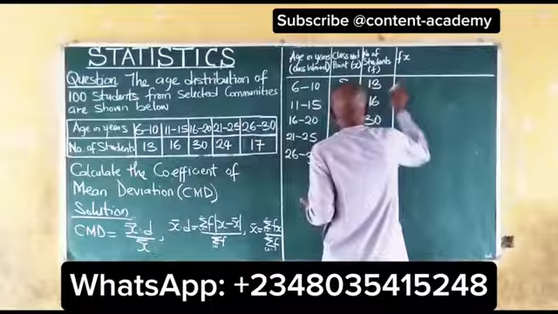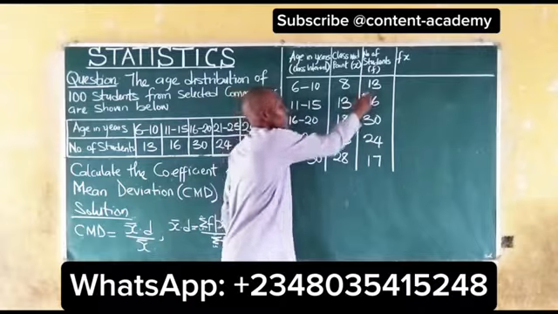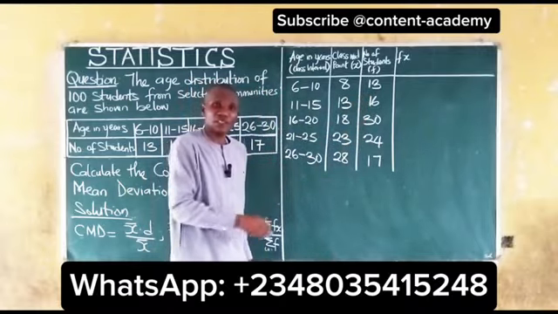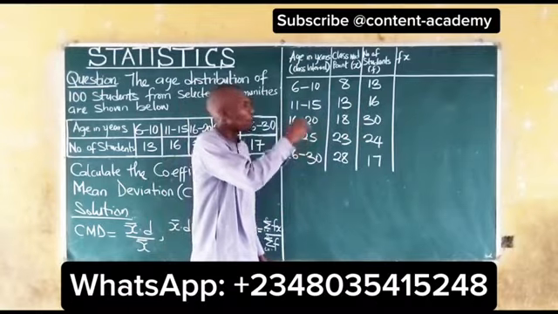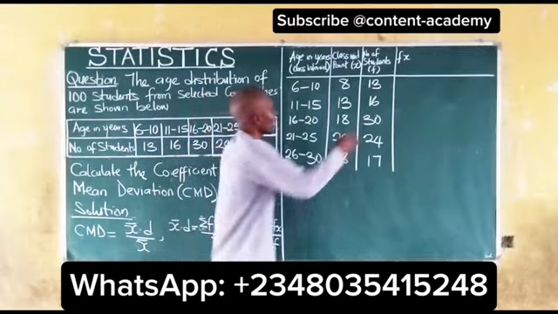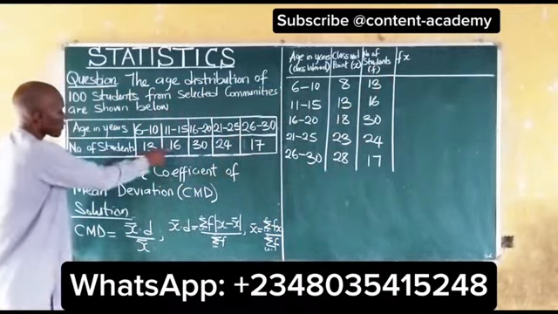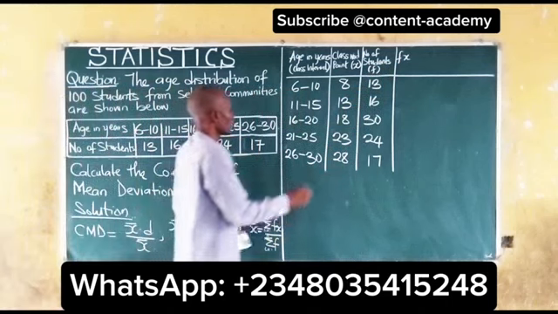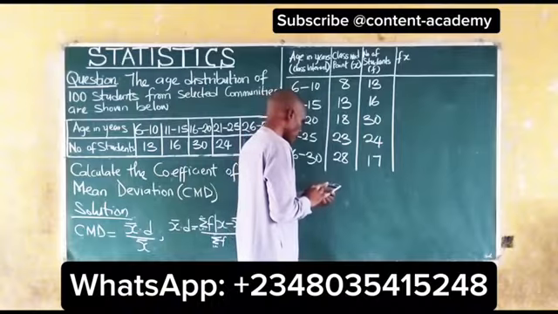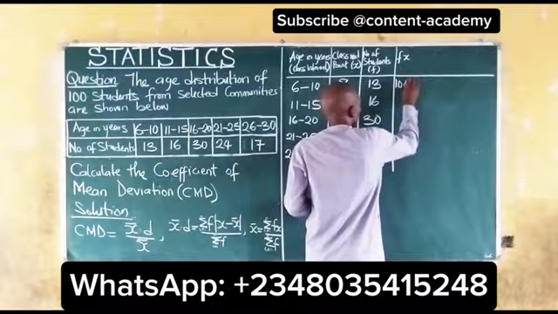Now we have our f of x value. Our f of x is 8 multiplied by 13. That is how we calculate the f of x. We've already gotten our midpoint. Our midpoint is the values of x, and the number of students is the values for f, which is our frequency, the values that are given. Now, we say 8 multiplied by 13 to give us f of x, which is 104.